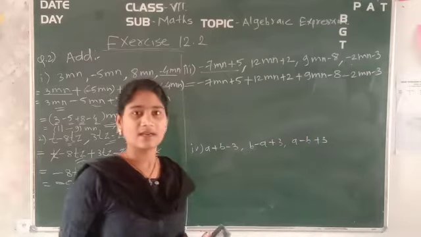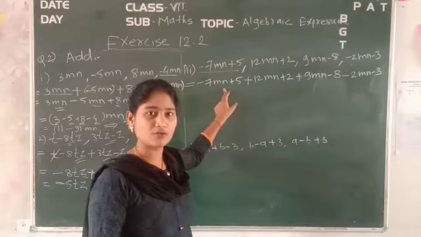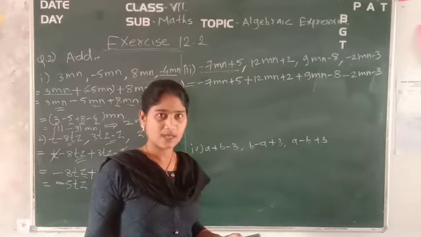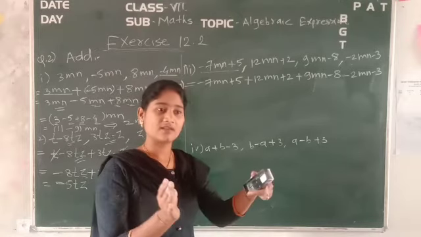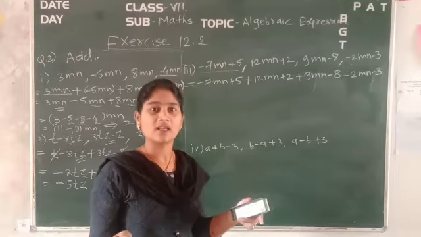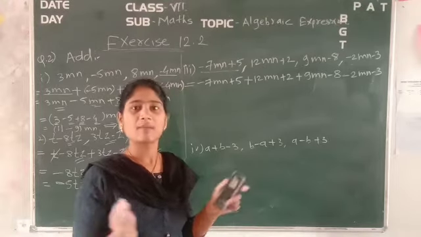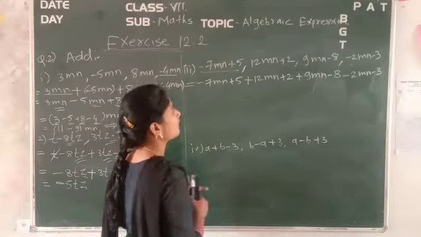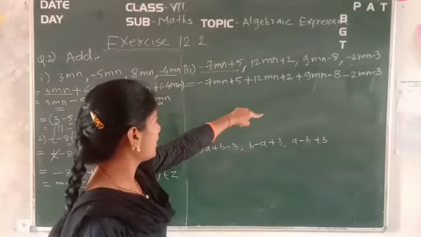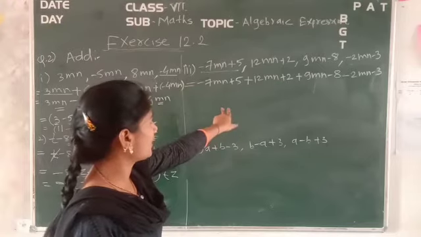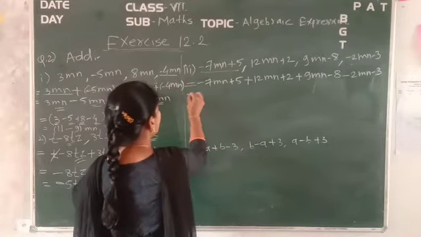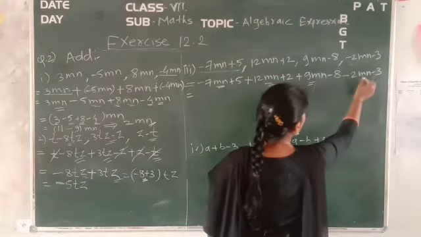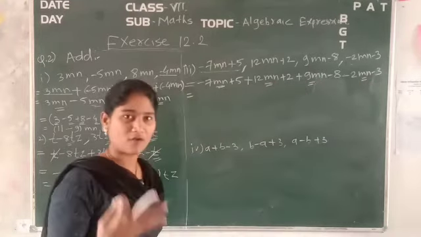Is that clear right now? After that, what do you have to do? If opposite terms are there, just cancel them out. And if like terms are there, then you can combine them. First of all, find out if opposite signs are there. No opposite terms are there, so we will just take the like terms together, that is the Mn term. Here also Mn, here also Mn, and here also Mn. It means we have Mn 4 times.